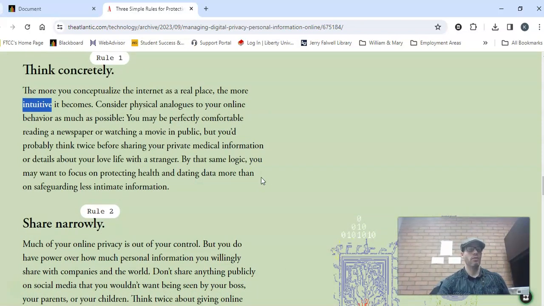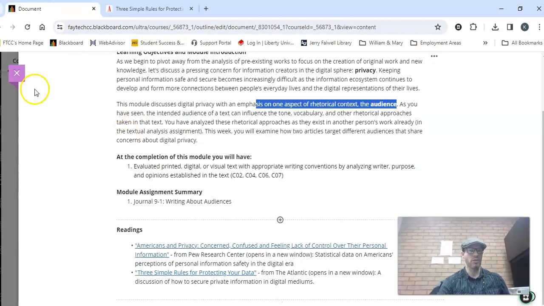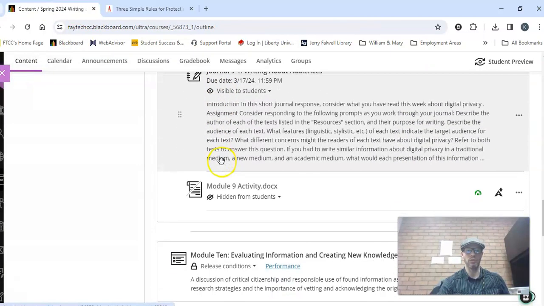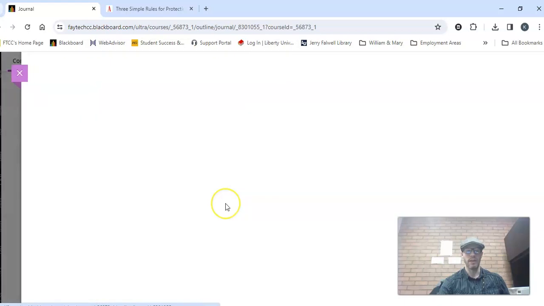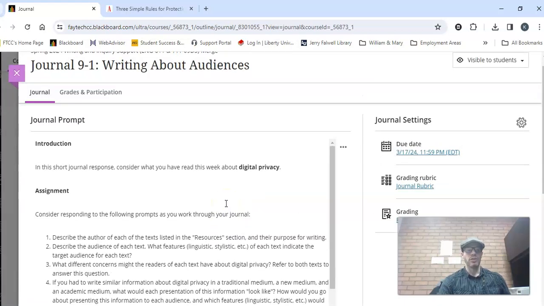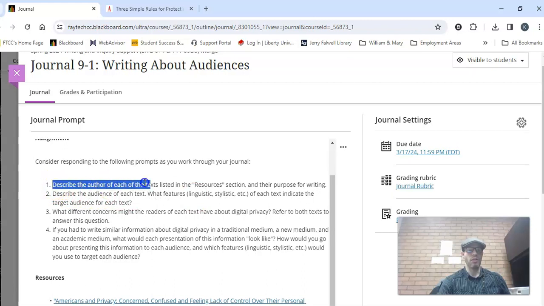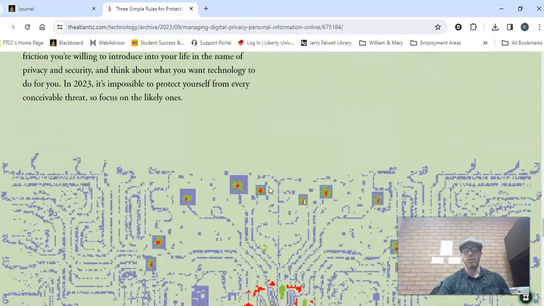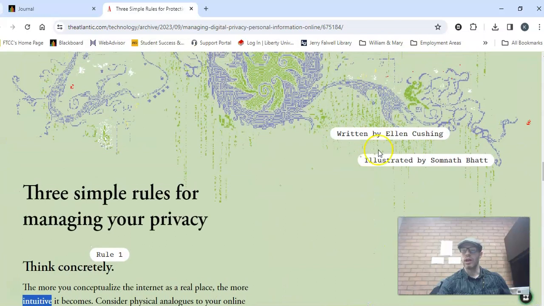Now, in the questions in the assignment, I'm going to pull up the actual Module 9 assignment. You'll see that the first question says to describe the author of each of the texts. We've only looked at one so far. And their purpose for writing. Well, the author is, right here, Ellen Cushing. And she is publishing for The Atlantic. So we've just described the author, Ellen Cushing, a publisher for The Atlantic. But what is her purpose for writing? That is, why is she writing this?